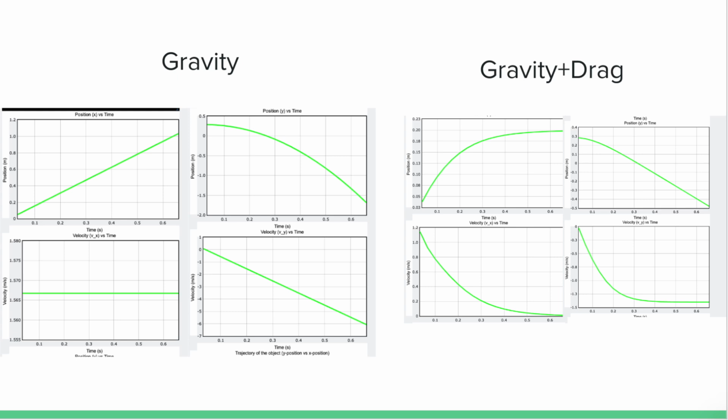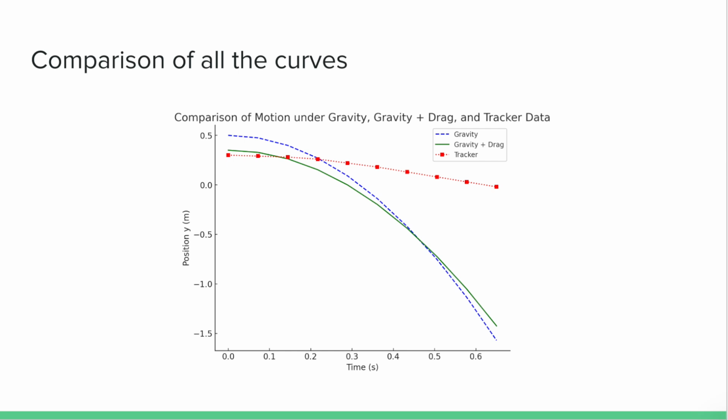When I put this code through GlowScript, I got these results. These are all my graphs for gravity with no drag in it. And then on the right, these are my graphs for projectile motion with gravity and drag force. This is my final graph showing all three curves.